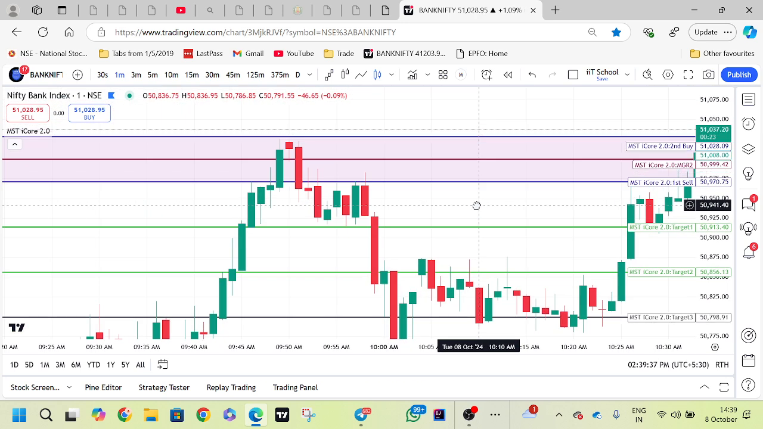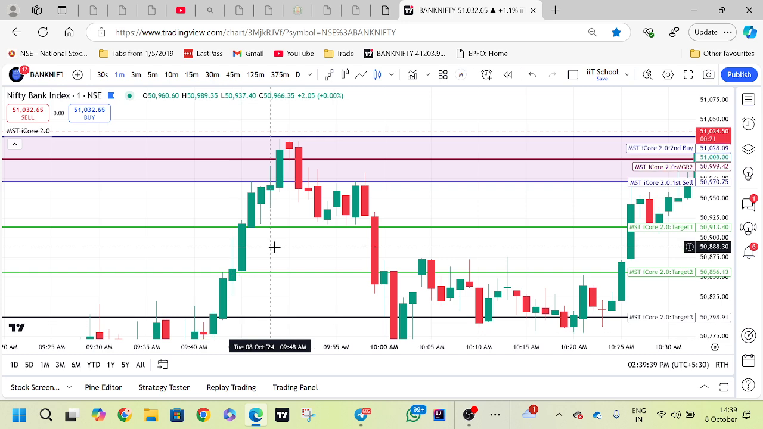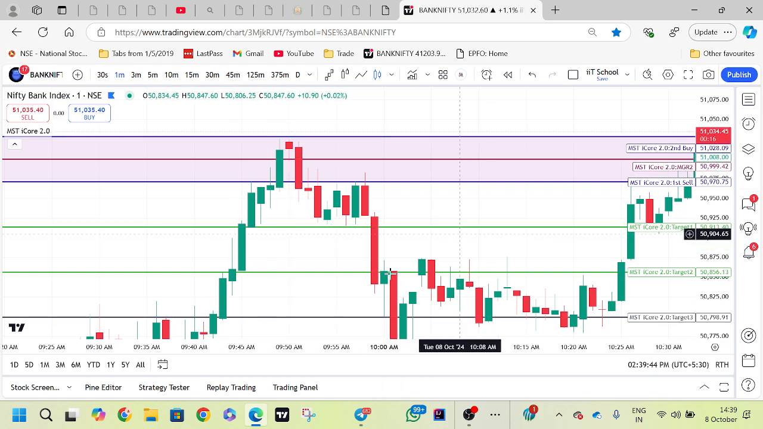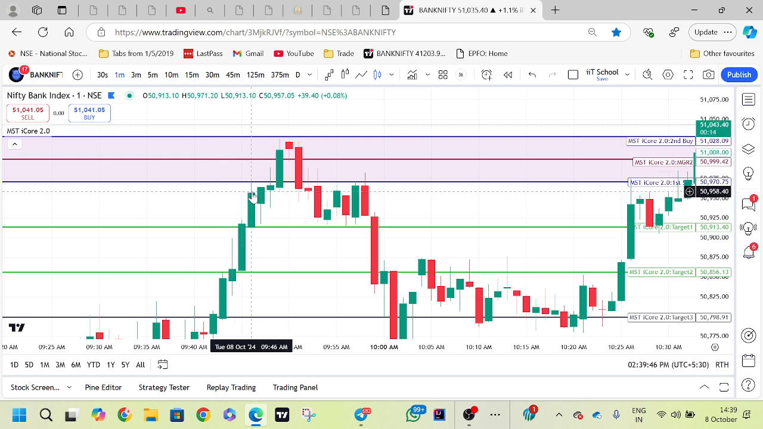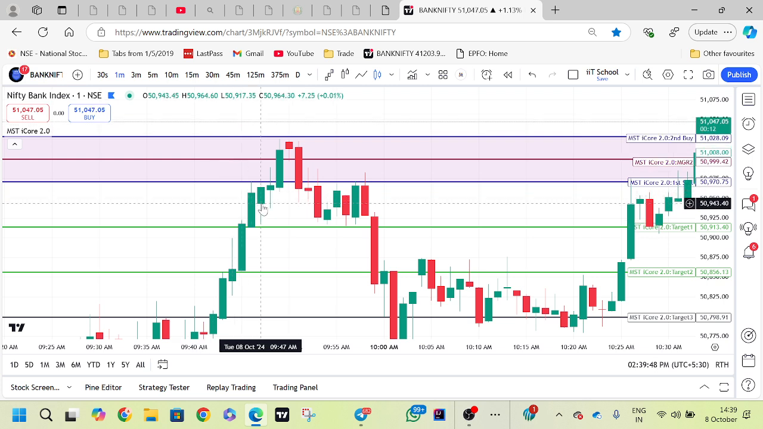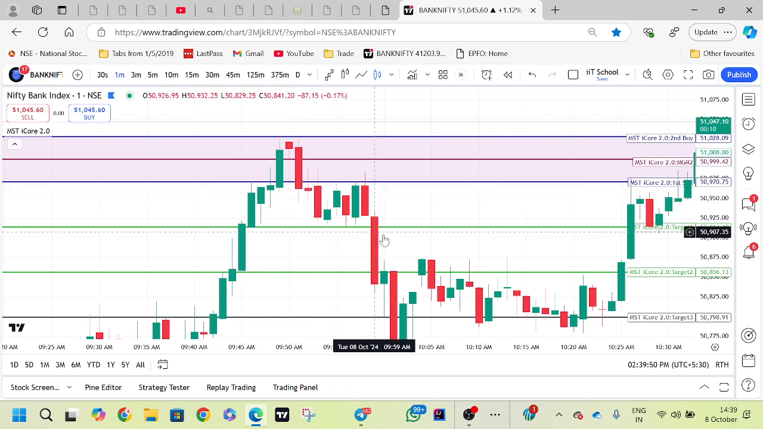If you don't know how to analyze all these things, don't worry. Just keep the default settings and trade. That's all. So here sell activated 9:46, 9:47 target hit. Once again sell activated, target hit.